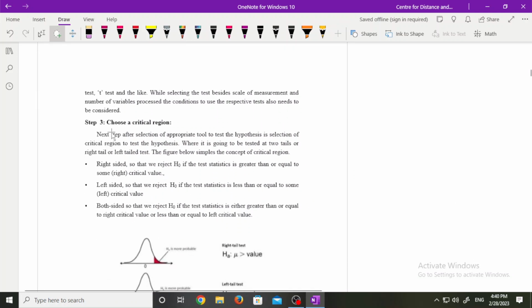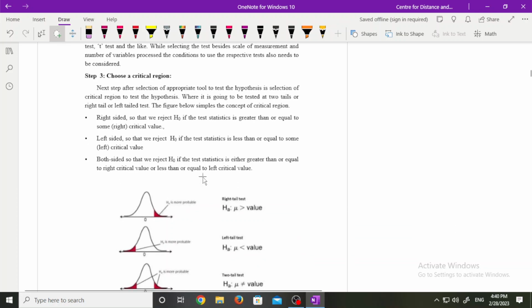After this, we have to choose a critical region. Here there are right sided, left sided and both sided. In the right sided case, this is our right tail test, where we have to reject H0 if the test statistic is greater than or equal to the right critical value. Here HA is mu greater than the value.